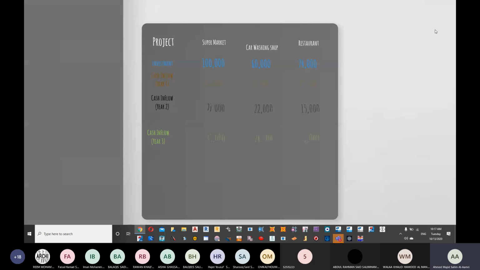So you can see here, for example, I have got in the supermarket 40,000 for the first year, and then the second year it was 27,000. The third year it was the same for the car washing shop, the same for the restaurant. So in each and every year, we try to check how much approximately I'm going to get. These are tentative values.